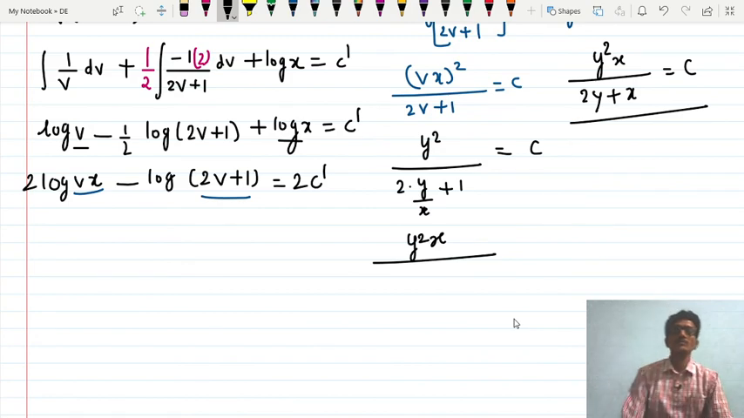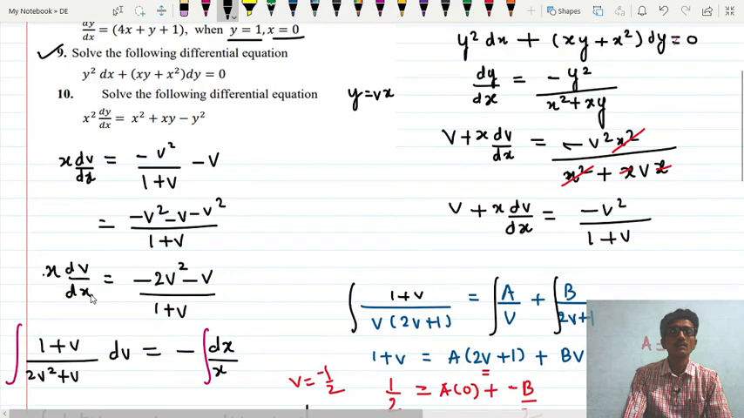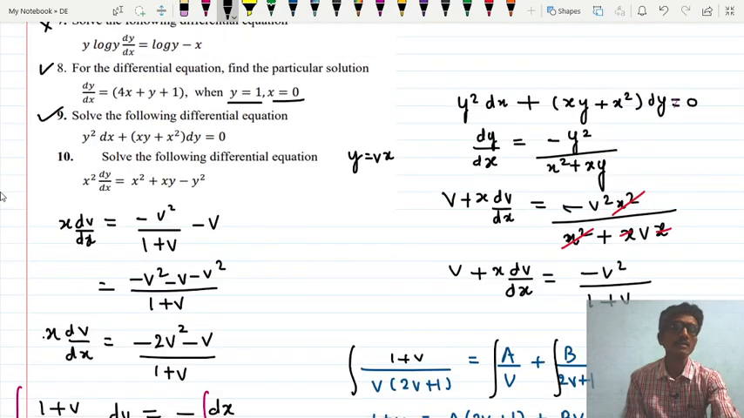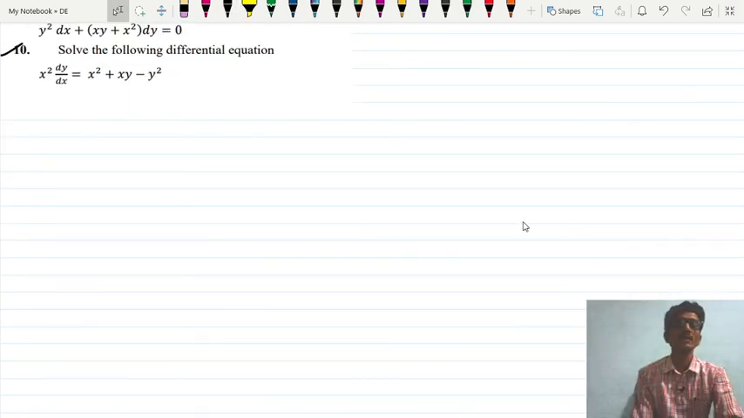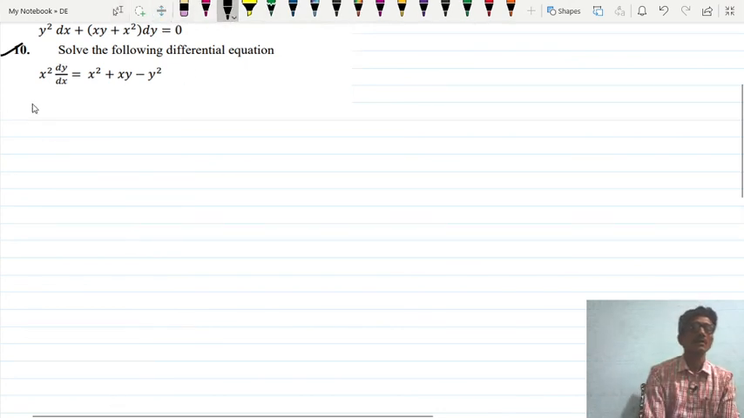So next question, once again I will show this answer here. Then we'll do the last one, that is the 10th question. The 10th question is a similar question, that is a homogeneous differential equation. We'll do the 10th question, that is, solve the differential equation.